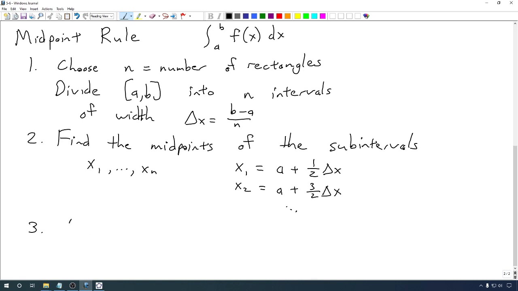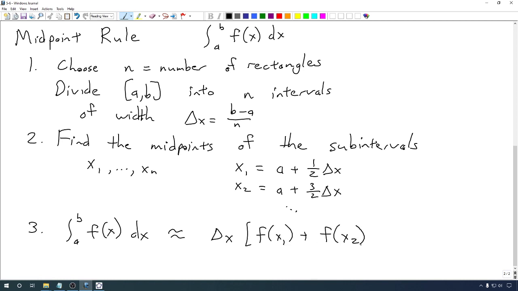And 3, we evaluate f at each of these midpoints and add them together. So this integral is now approximately equal to delta x times the sum of f at each of our midpoints.